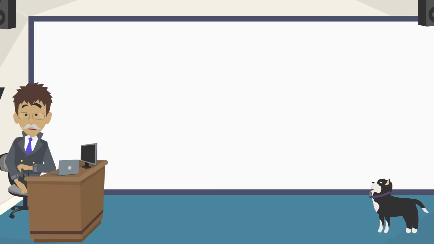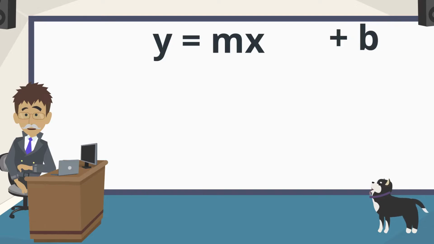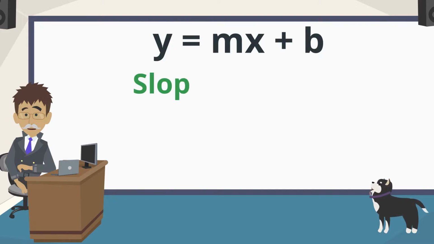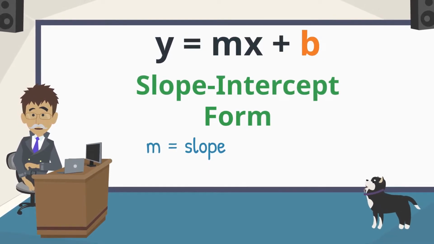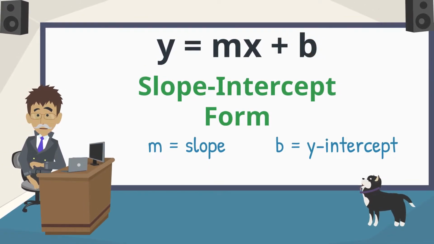A function in the form y equals mx plus b is said to be in slope-intercept form, where m is the slope and b is the y-intercept. Writing linear functions in slope-intercept form is helpful because we can read the slope and y-intercept from the equation and can sketch a graph using only this information.